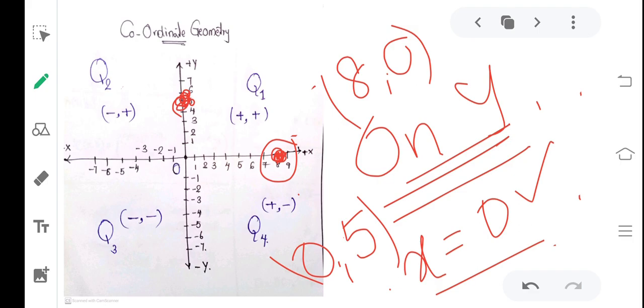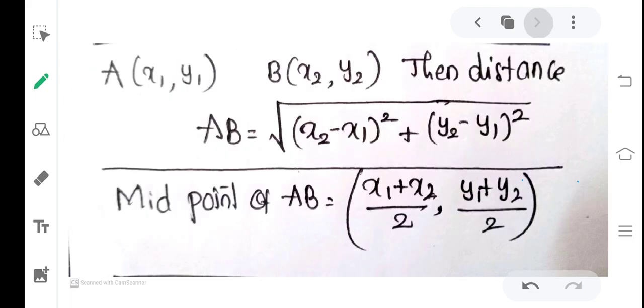So this is the way to plot the point on the graph sheet. So next one, how can we find out the distance between the 2 points? This is very important and the first formula. And how can we find out the distance, the length between 2 points?